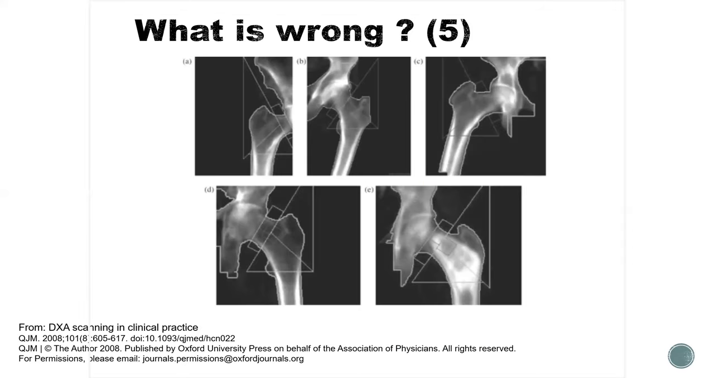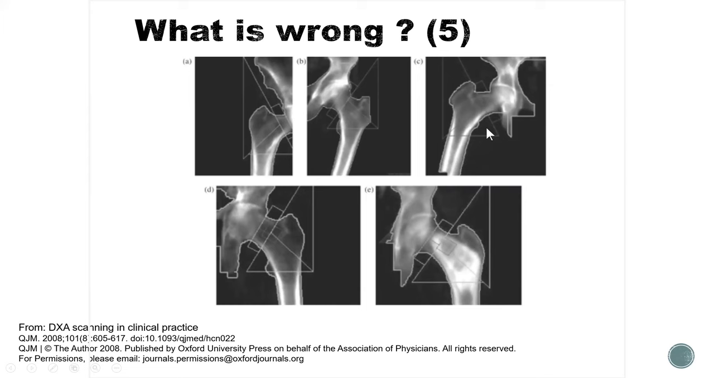Okay, let's get to the hip. So the hip, again, you can have various abnormalities. This one, again, is totally wrong. They haven't got the correct positioning, it's just towards one side. They haven't got the acetabulum. So send this back to get another scan.